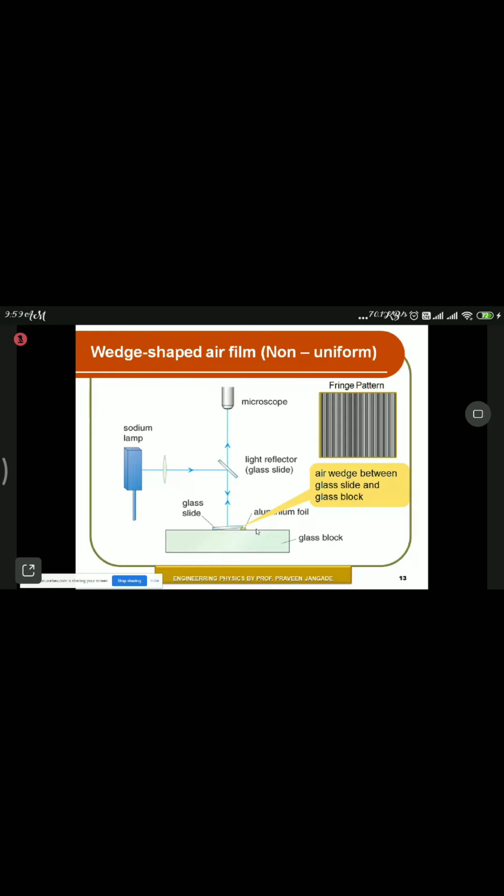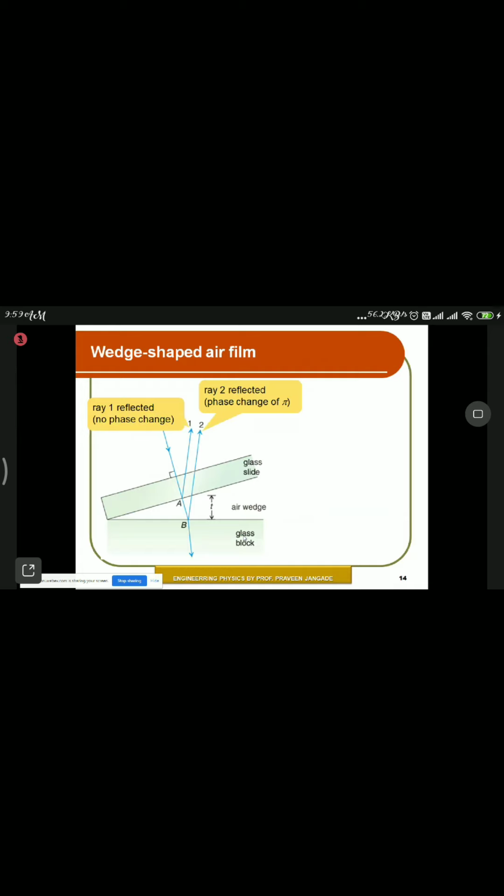Here we have placed the glass slide above the glass block in such a way that one side rests on the glass block and on the other side there is aluminium foil. Once you place this, a gap is formed between the glass slide and the glass block. You can see it in the magnified diagram: here is the glass block and the glass slide, and there is a gap formed. This gap has nothing in it, so it means there is air.